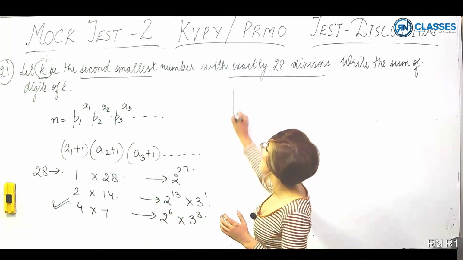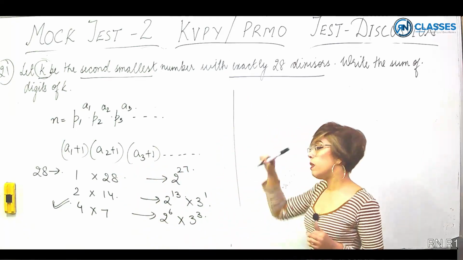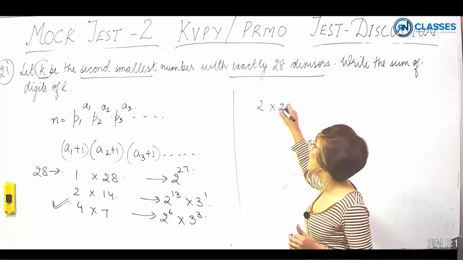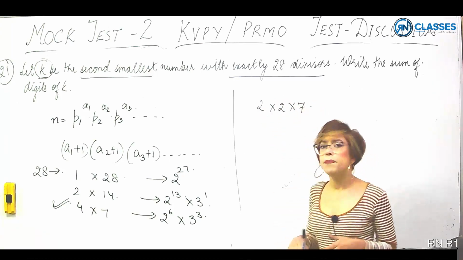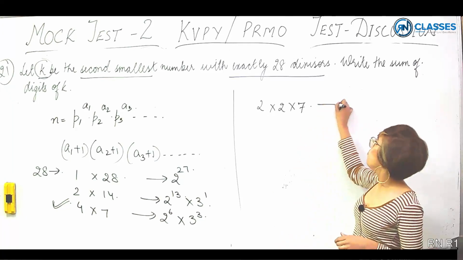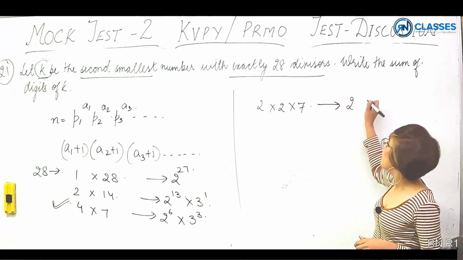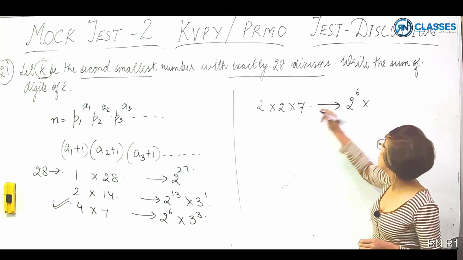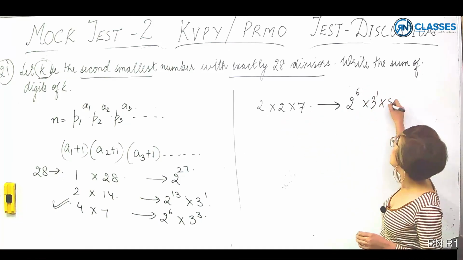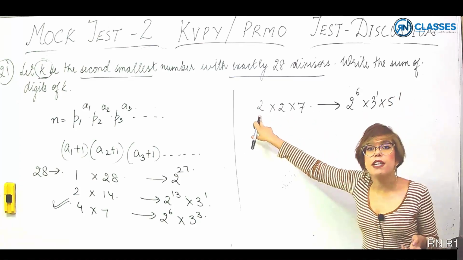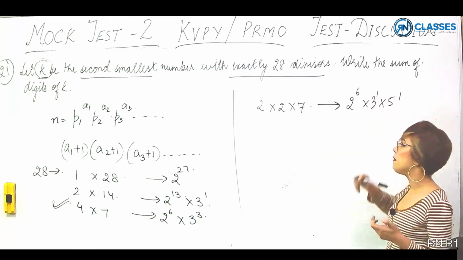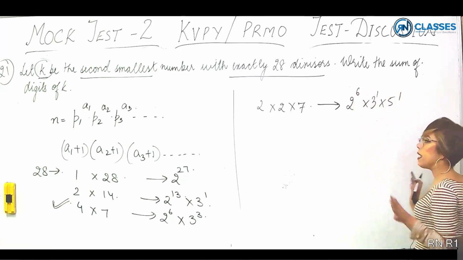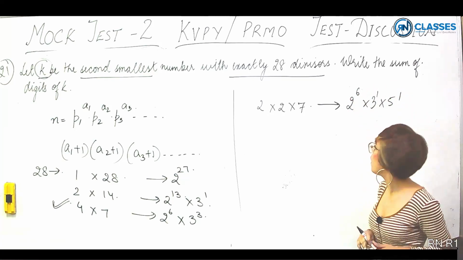Now, 28 can be written as a product of 3 numbers as well. So maybe I can have 2, then I'll take 2, and then I'll take 7. Corresponding to this, I'll get 2 raised to power 6 into 3 raised to power 1 into 5 raised to power 1. Because I need to involve another prime factor, obviously I went with 5. Check the number of divisors: 7 into 2 into 2, which is 28.